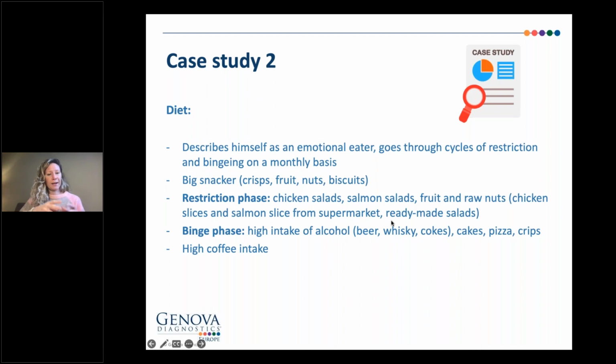He would buy a packet of sliced chicken fillets or cooked salmon, and then a salad separately, which wouldn't contain very much, just salad leaves and tomatoes, no fats, no complex carbohydrates in there. Fruit and walnuts he would often have for breakfast, and that's it. In his binge phase, he would go through a phase of very high intake of alcohol, cakes, pizza, crisps, high coffee intake as well on a general basis. So quite a lot of things to change there.